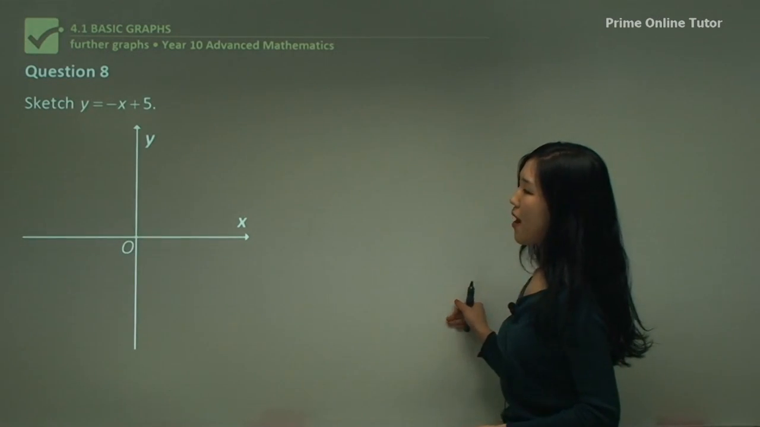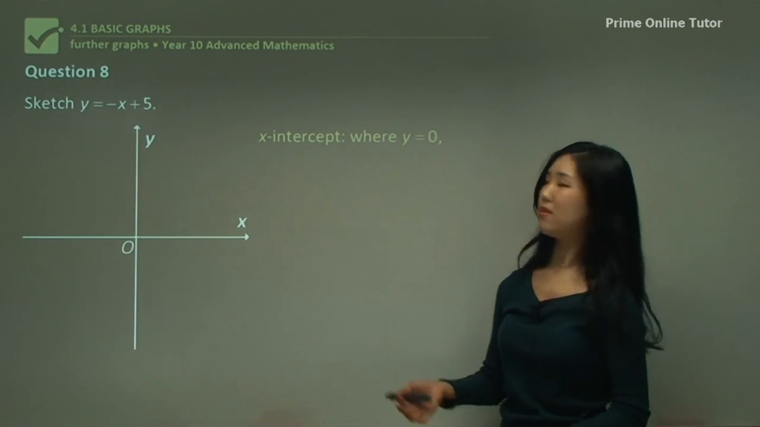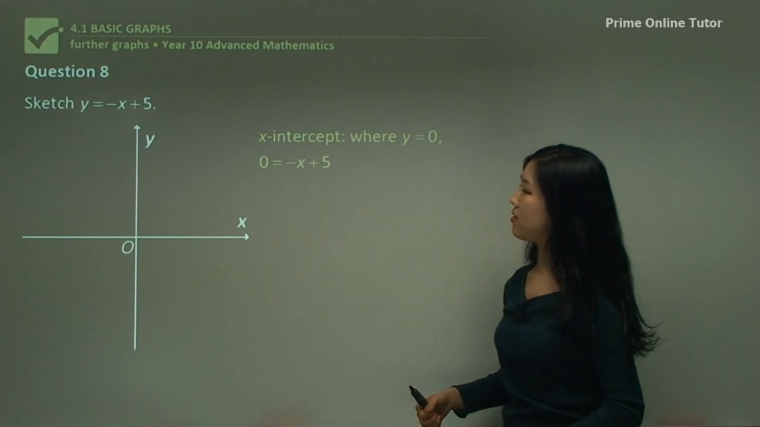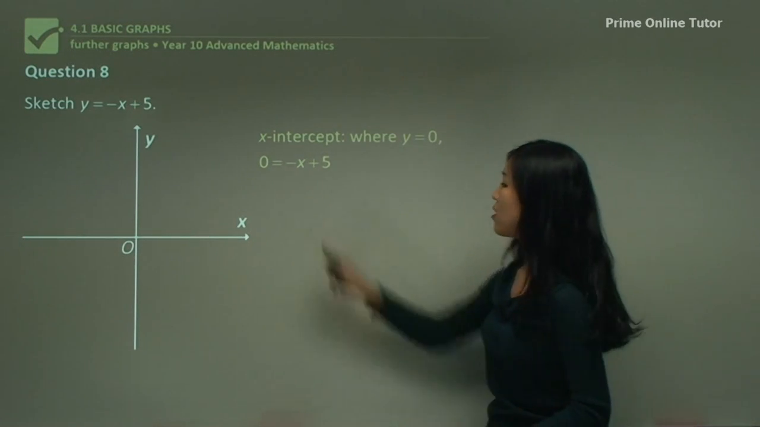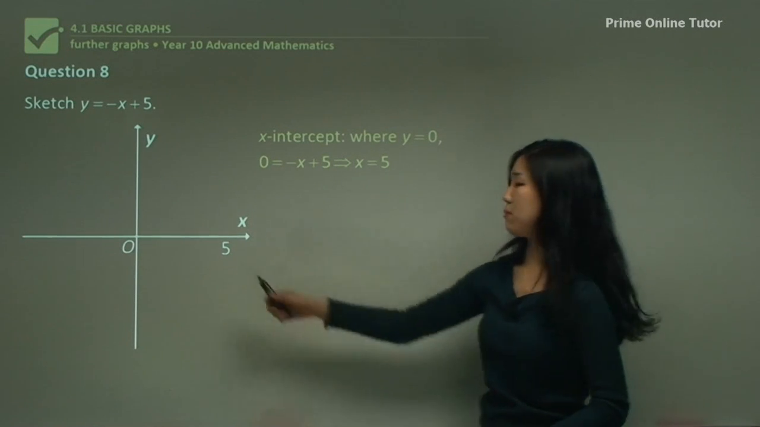Question 8 says sketch y equals to negative x plus 5. Okay, start with the x-intercept. Now, when y equals to 0, put the y equals to 0 there, so 0 equals to negative x plus 5. Move the negative x over here so you have positive x. X will just be 5, so plot that point.